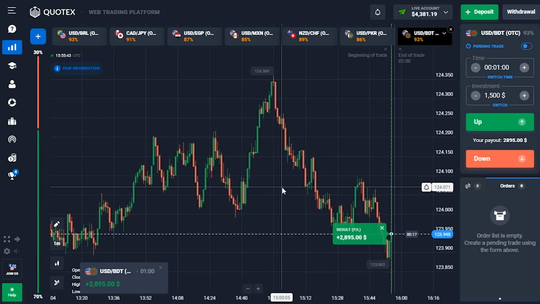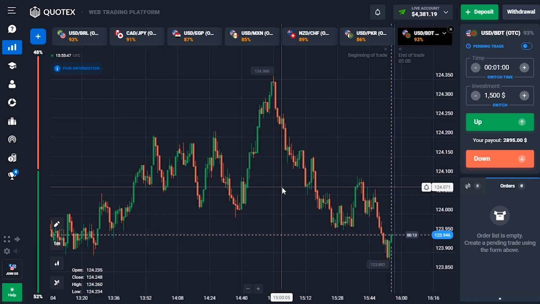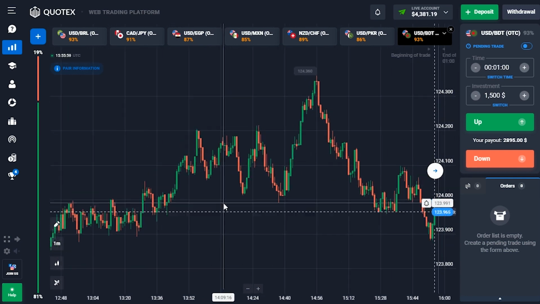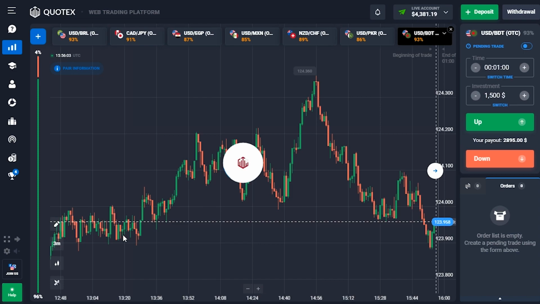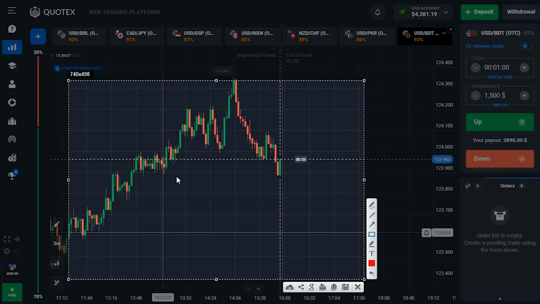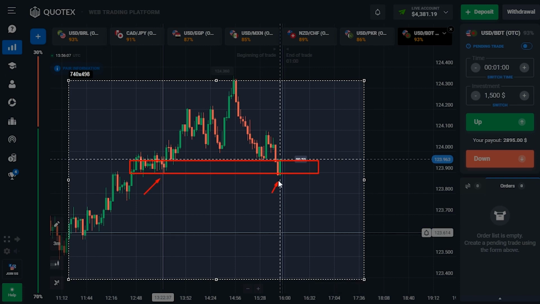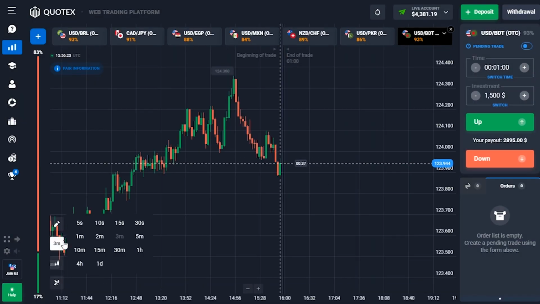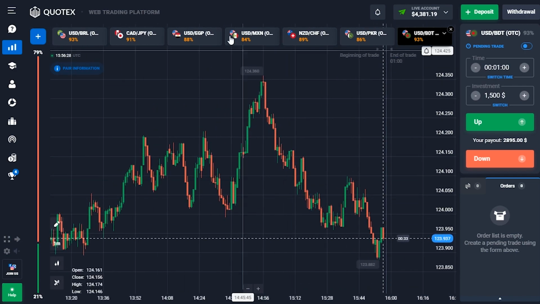Great! As you can see, I got my profit in just a minute. Let's see what is happening with this chart on the higher time frame, for example, on the 3 minutes. And here we can see that the price has a pretty strong support level. The price is already here for the second time. But we can also notice that the general trend in this time frame is upward. Let's go back to the 1 minute time frame again.